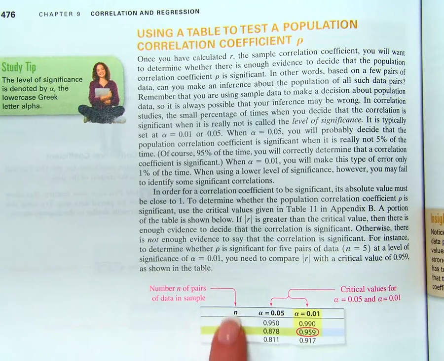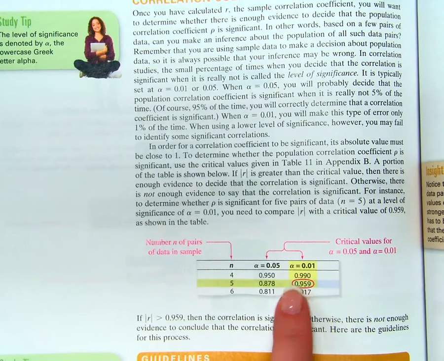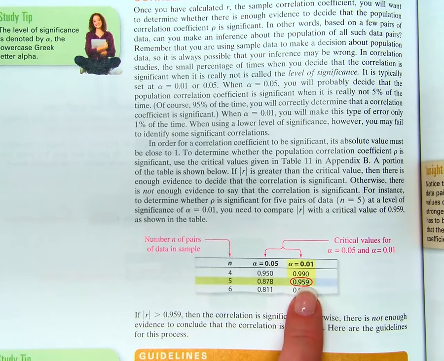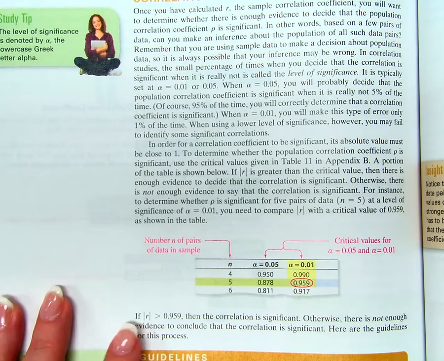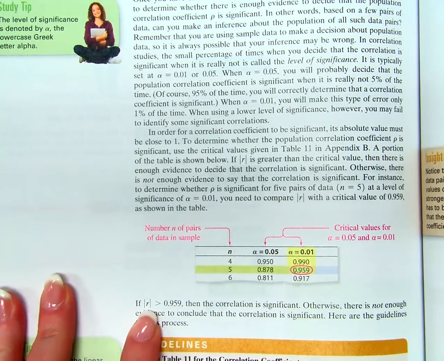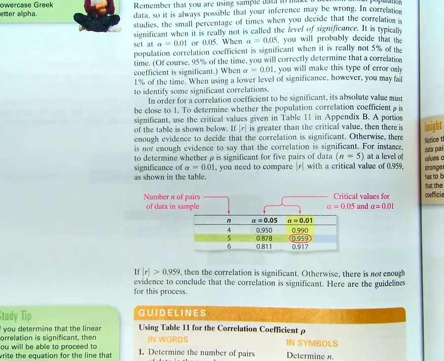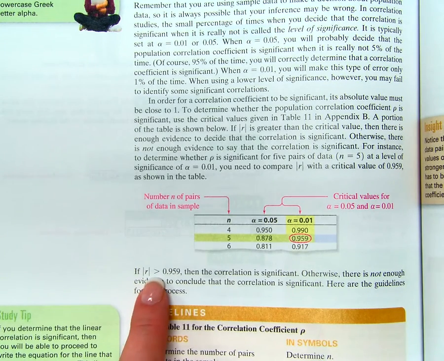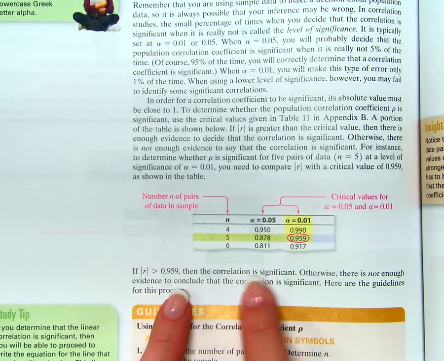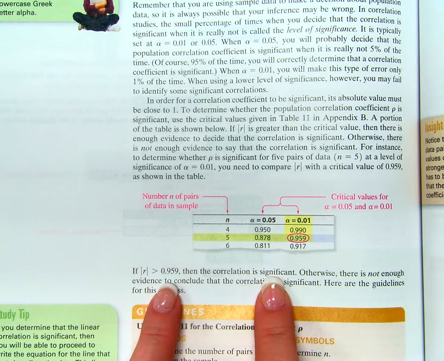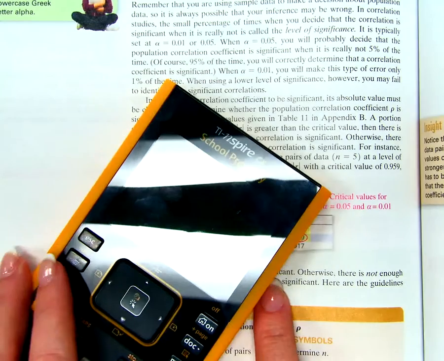Number of pairs: how many sample pairs are there in the data? If we're using 1%, we look over here, 0.959. So here's what we have to look at to decide the significance. If the absolute value of our R, what we found using our calculator, is greater than the value from the table, then the correlation is significant. Does everybody understand that? Figure out what our R is.